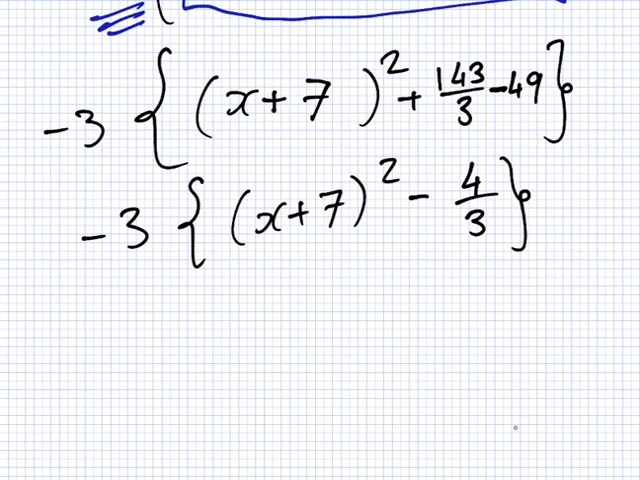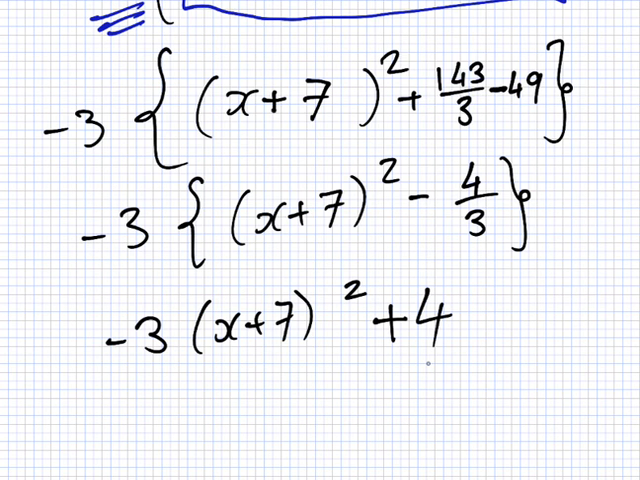Expand. Yeah. So here we get minus 3, x plus 7 squared. What's at the end? Plus 4.